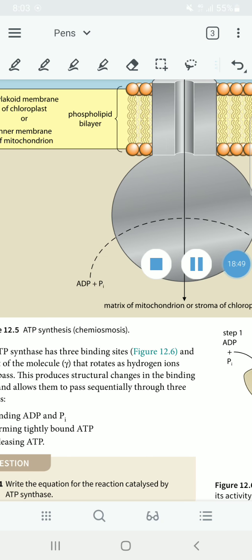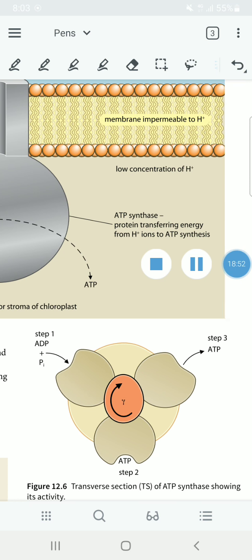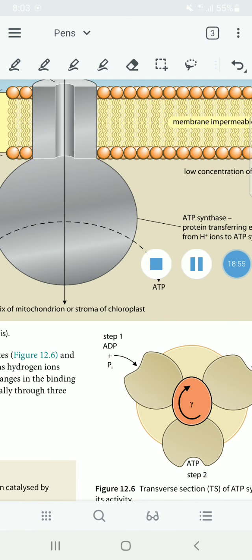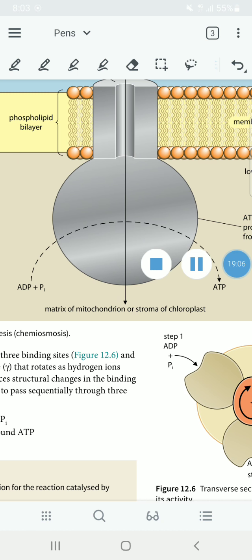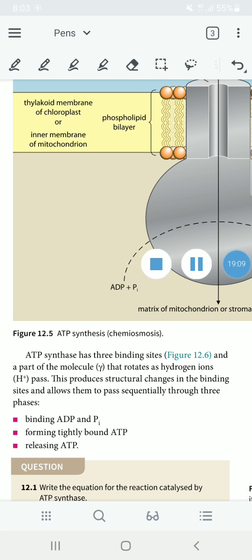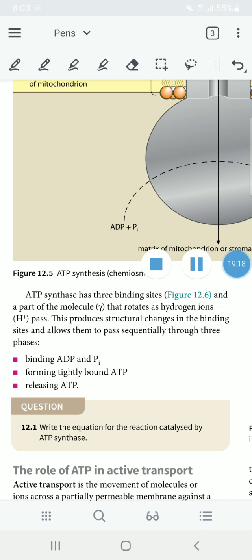If you can draw and explain this very small, you don't have to draw the detailed diagram of the membrane, but if you can make a sketch of figure 12.5 and explain or write a summary by yourself so that you have understood it clearly, it would be great. And please go through this video, and if you have understood everything properly, please do question number 12.1.